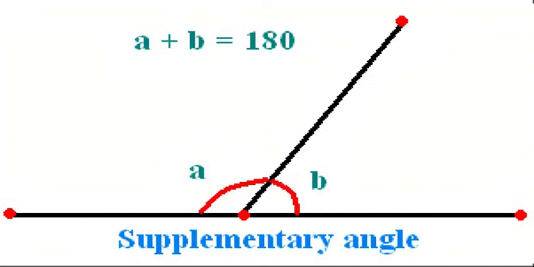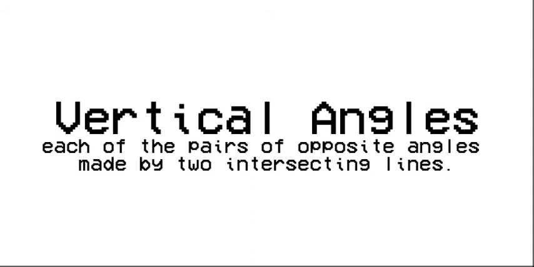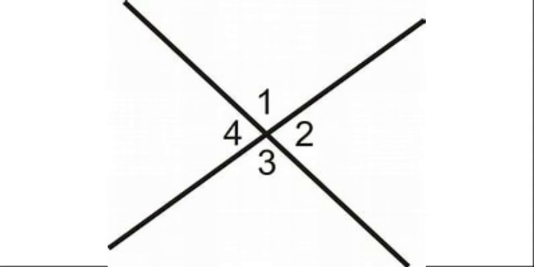Alright, moving on. Vertical angles. Vertical angles are each of the pairs of opposite angles made by two intersecting lines. Here's a pretty example. Kind of blurry though.